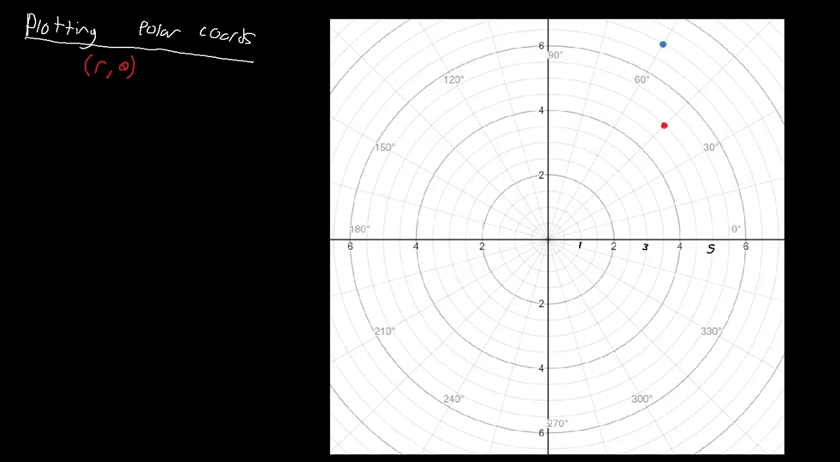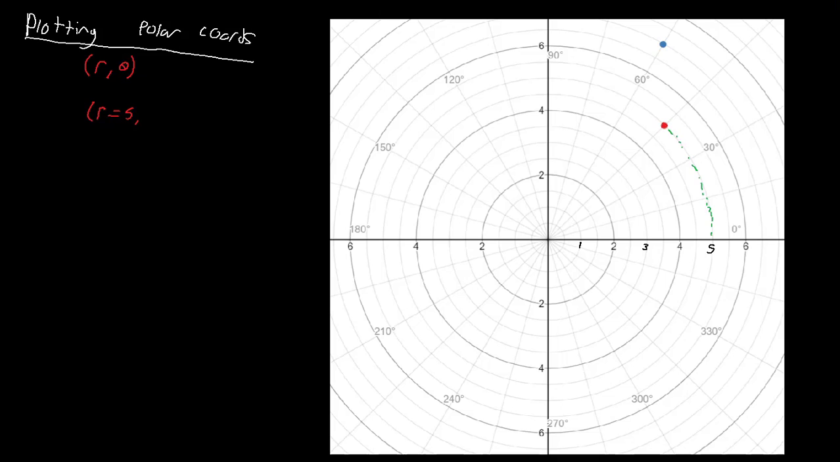I'm going to use a different color here. If we trace the line here, we go back along here, we find that our distance is 5. So our r for our first point is going to equal 5. Okay. Well, what's our theta?